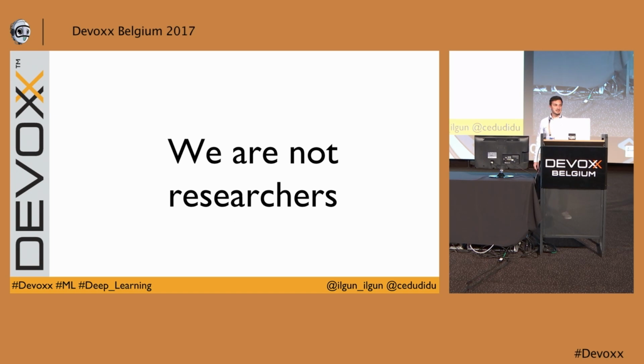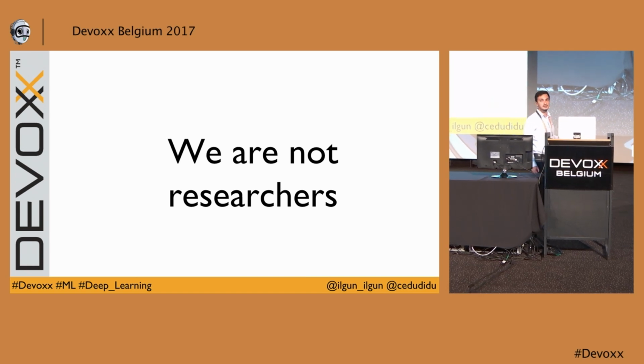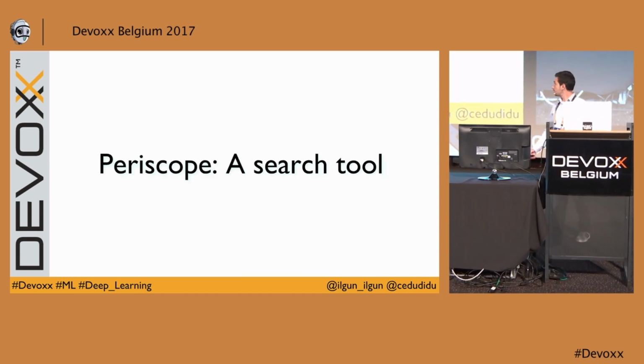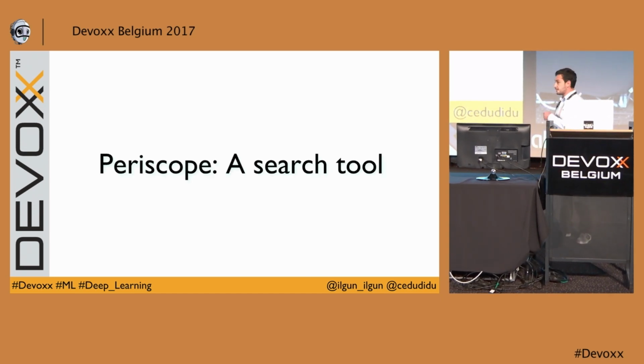First thing we want to mention is that we are not researchers, which means that we are developers like yourself, well, given that you are developers, of course. So the main takeaway from this session would be that the entry barrier to machine learning nowadays is quite low, so that everyone actually could do it, given the interest, of course. And it's a search tool.